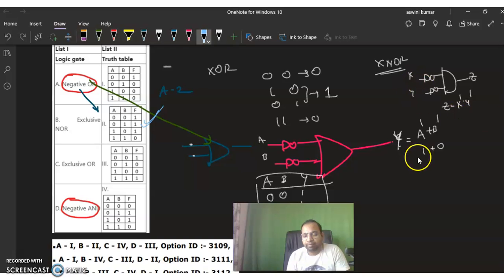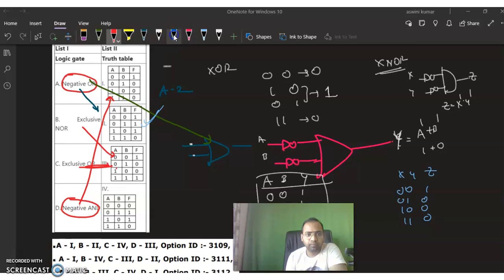So X bar Y bar means, X, Y, and let's take the Z: 0 0, 0 1, 1 0, 1 1. So X bar Y bar means 0, 0 means 1, 1. You will get a 1 here. And in all the other cases, you will get a 0 here. So 1, 0, 0. We got the 1, 0, 0 expression here. So negative AND can be taken as this one. So from this one, here we can take D is going to 1. Okay. So A to 2 and D to 1.